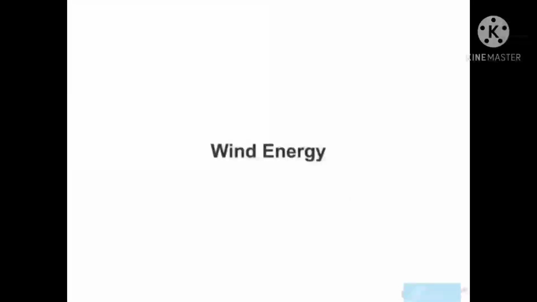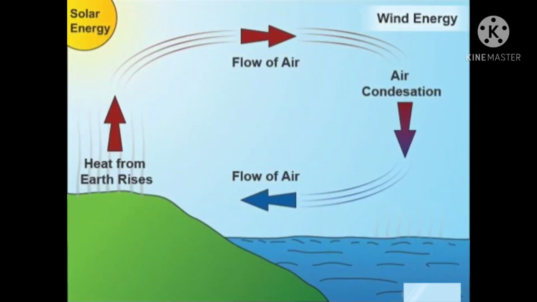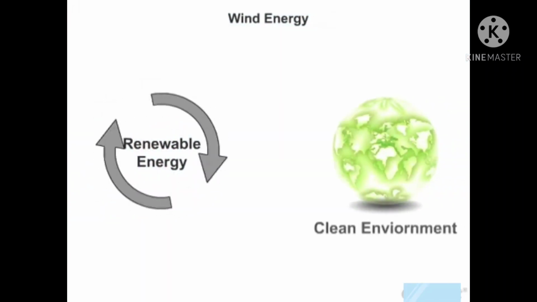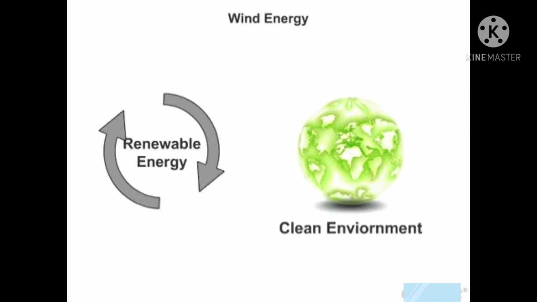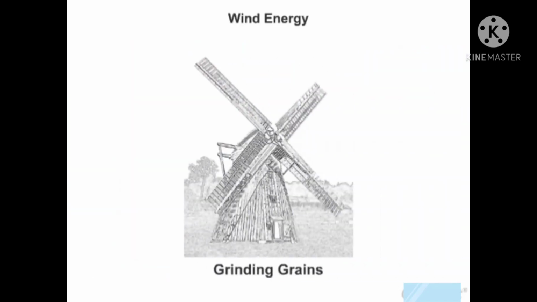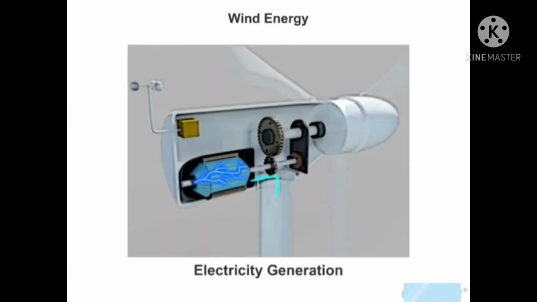Wind energy. Wind energy is the form of solar energy which is produced because of the uneven heating of the earth by the sun. Wind energy is renewable energy and it helps to keep the environment clean. Wind energy can be used for sailing, grinding grains, electricity generation, etc.